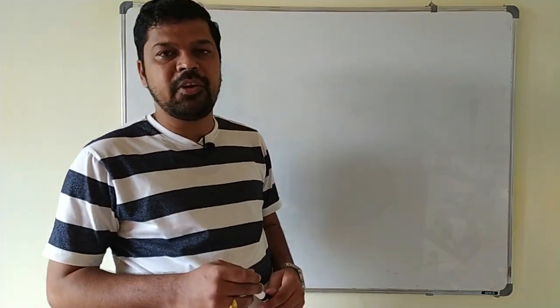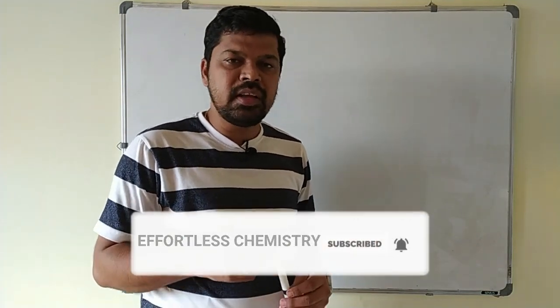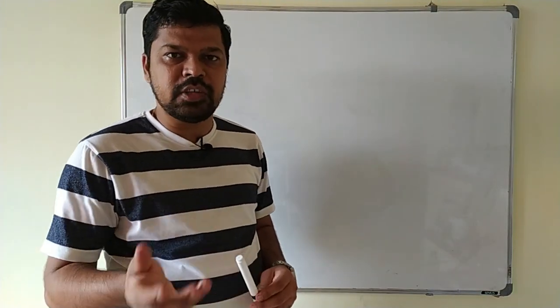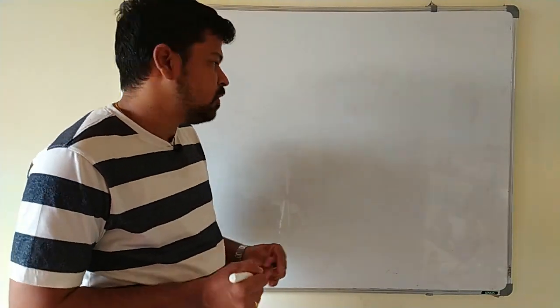Already we have started group 15 of the P block elements, and in the last session we have discussed up to the oxidizing property of HNO3. Now we'll discuss phosphorus and its compounds. The first point is allotropes of phosphorus.